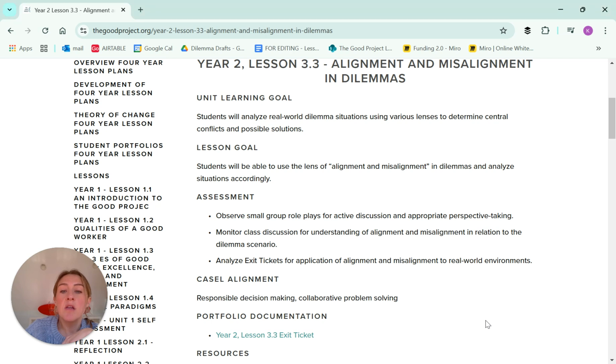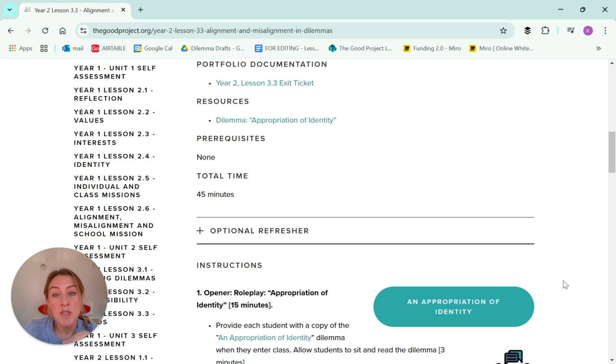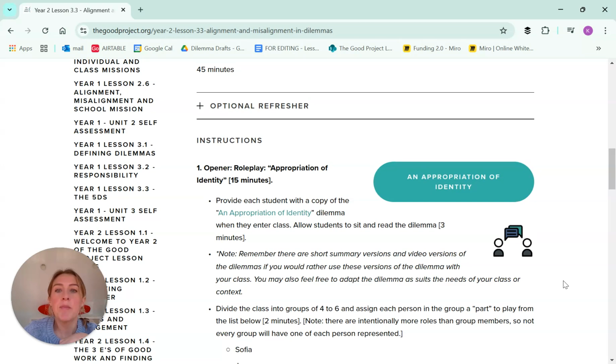The CASTLE alignment for this lesson is responsible decision making and collaborative problem solving. For their portfolios, students will be making sure to keep the Year 2 Lesson 3.3 exit ticket. And as a resource, they're going to need access to this dilemma right here, appropriation of identity. There are no prerequisites specifically for this lesson.